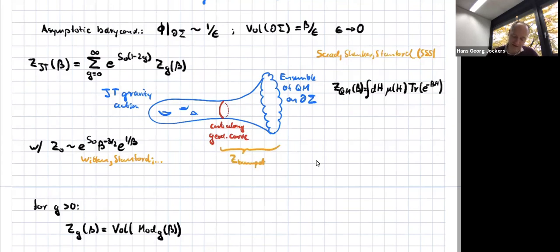And the trumpet depends on the length of that geodesic curve, which I note by b, and the length of this asymptotic boundary as beta. Okay. So here I should say this has length b. And then there's a second piece, which I denote by the volume of the moduli space of such hyperbolic Riemann surfaces with such a geodesic boundary condition.